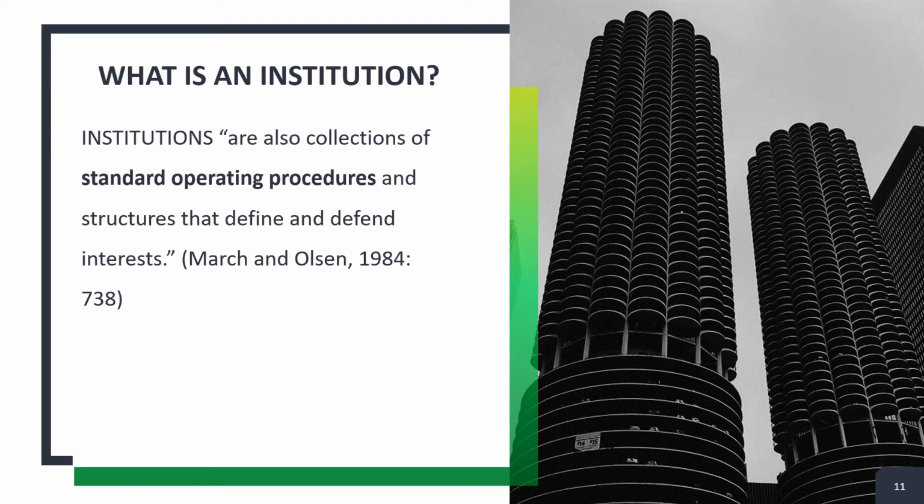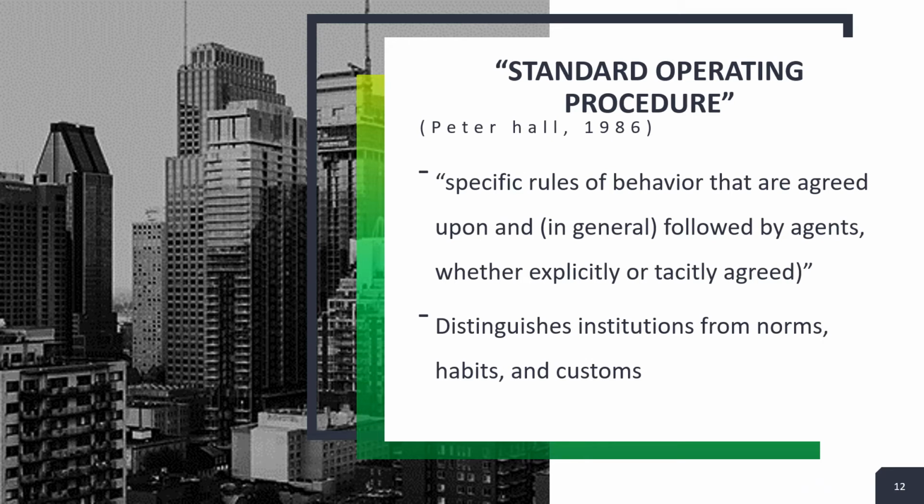All right. So when we say standard operating procedure, we are also referring to specific rules of behavior that are agreed upon and in general followed by agents, whether explicitly or tacitly agreed. Remember again the university as an institution. Admission based on UPCAT results is a rule because it has been agreed upon by a body of administrators or regents. It is expected that all UP students are UPCAT passers or have gone into the process of transferring because these are codified rules. So this is not just based on feelings of administrators, but it's based on rules.